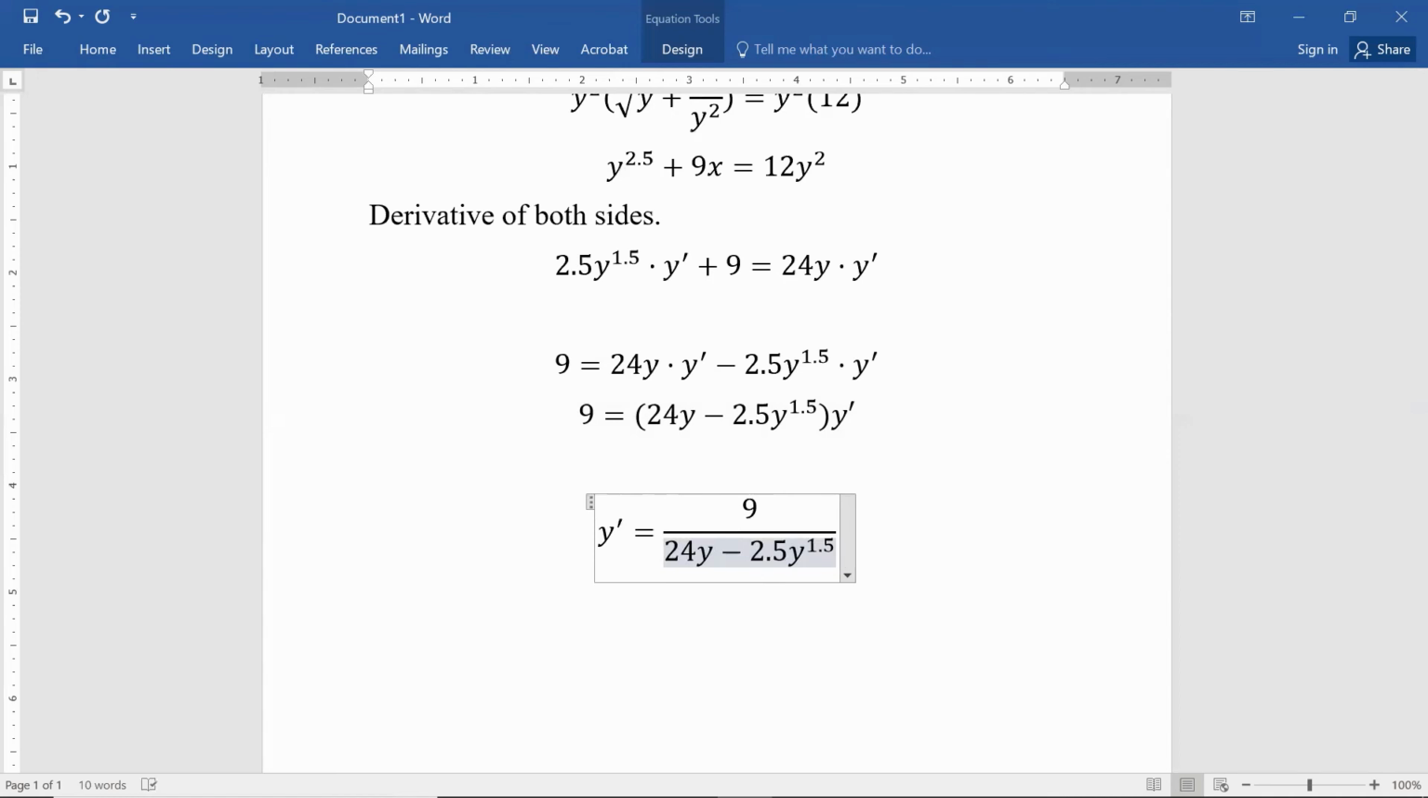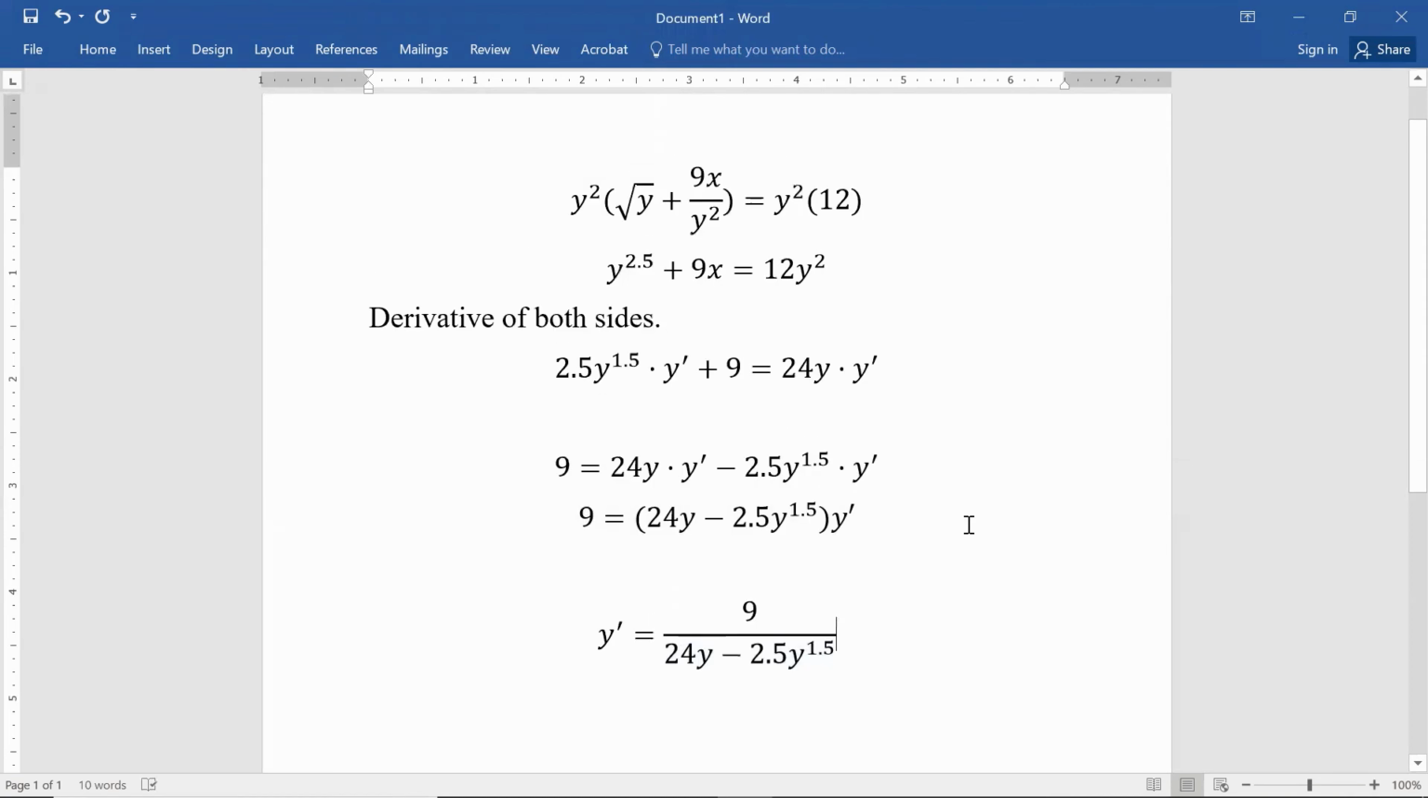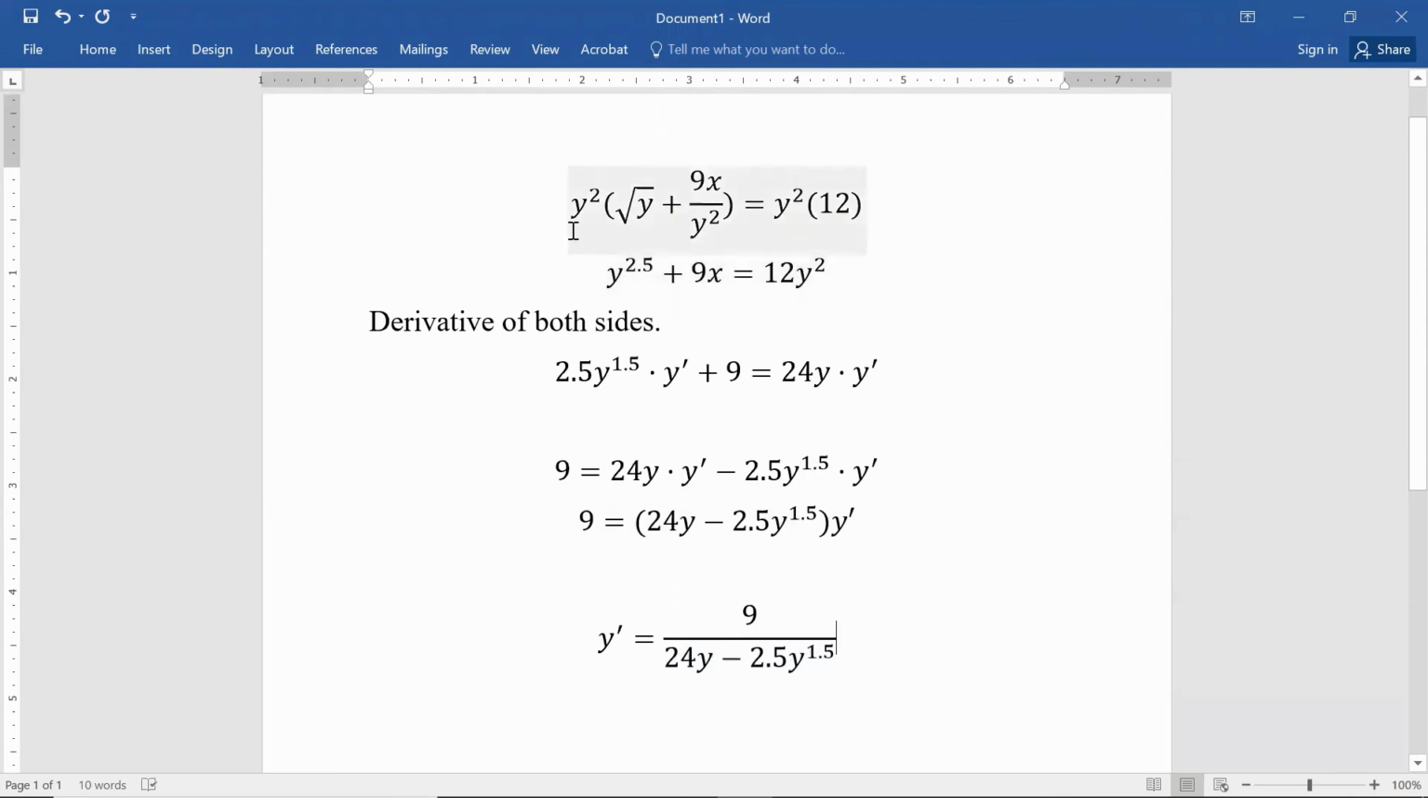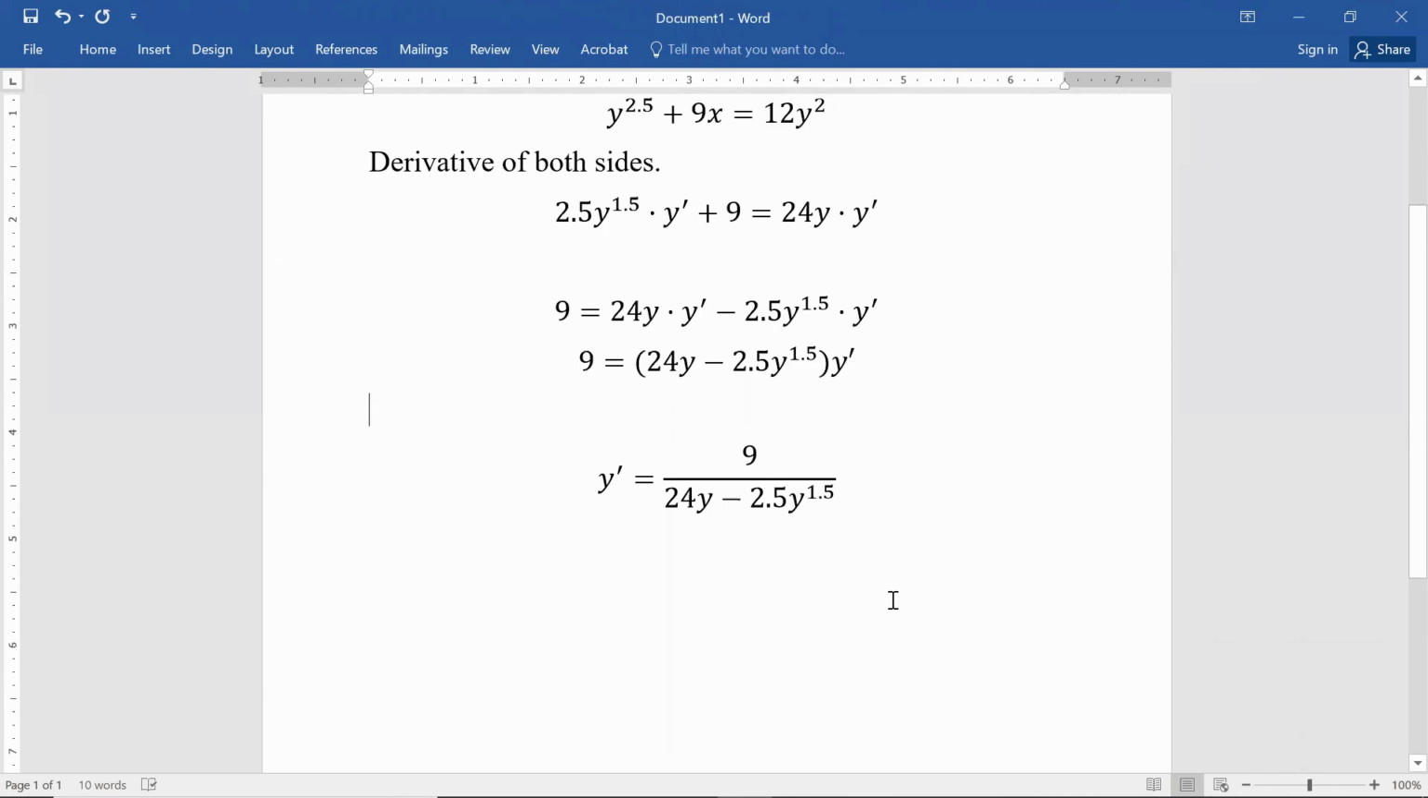One thing you do have to be slightly aware of when you multiply both sides by a y squared is we are assuming that y is not 0. Because if y squared was 0, then this 9x over y squared would not be defined. But there's the derivative, as you can see.